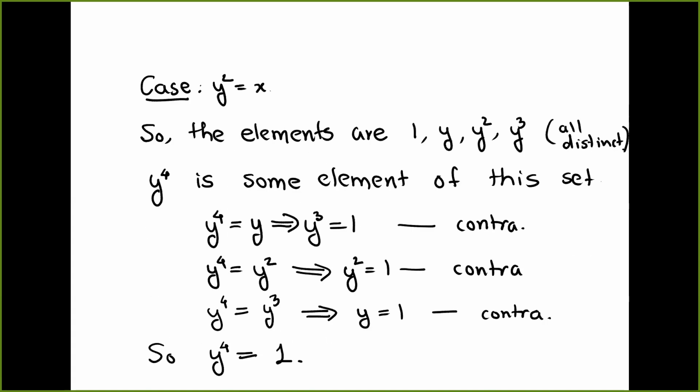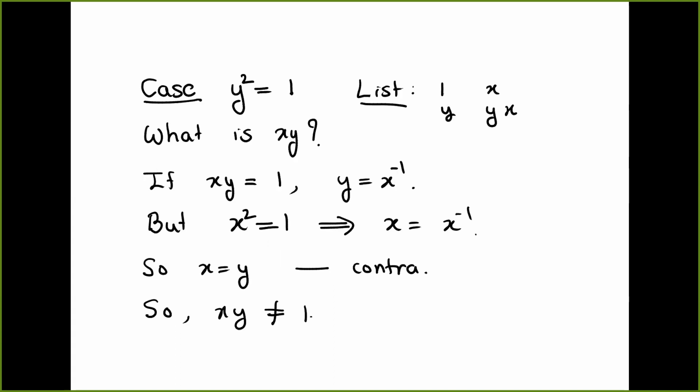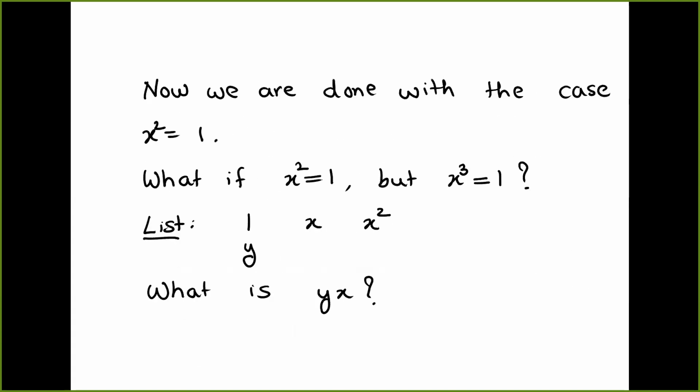Then you have to look at x cube equal to 1 and x to the power 4 equal to 1. These are the things that we have to check. Now we are done with the case x square equal to 1. Yeah, this should have been a not equal to sign. What if x square is not equal to 1, but x cube equal to 1? Then my list looks like this: 1, x, x squared, and then I write y down here.